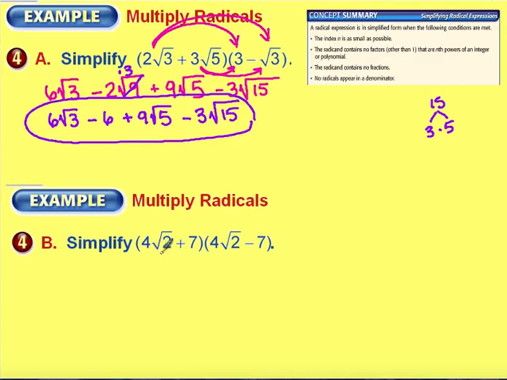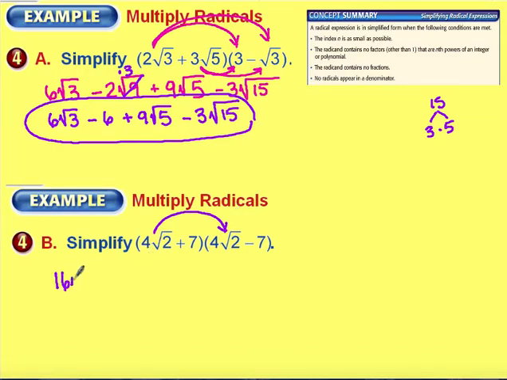I have 4 square roots of 2 plus 7, and I have 4 square roots of 2 minus 7, and I'm multiplying. So I'm going to go through the FOIL process. Now notice that these 2 binomials here are opposites of one another. So I'm going to look to see what happens when I FOIL. So I'm going to take my first together.